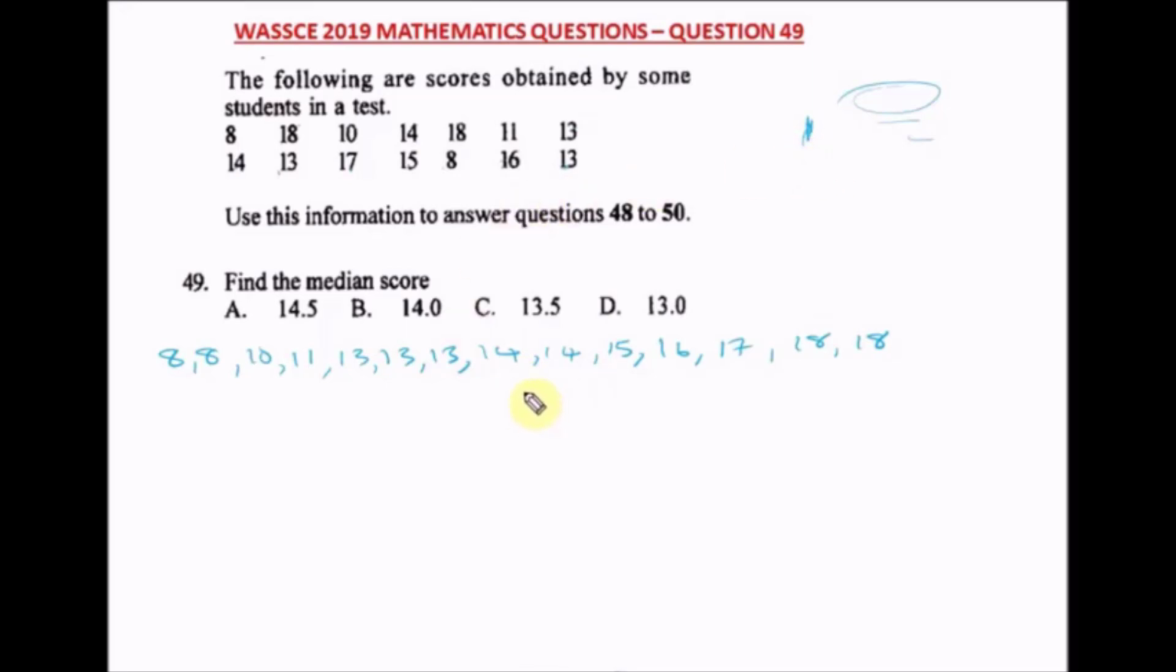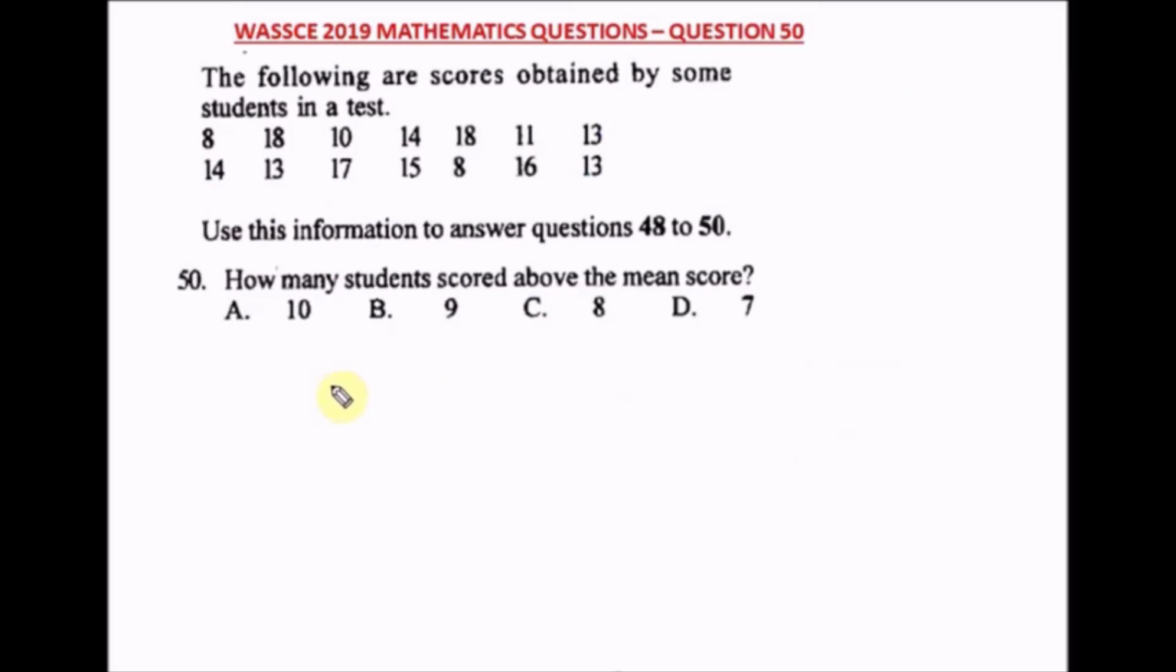All right, so from here our middle 2 numbers will be, this is 1 2 3 4 5 6, this is 1 2 3 4 5 6. So our middle 2 numbers will be what? 13 and 14. So when we add up 13 plus 14 and divide by 2, what do we have? We have 27 over 2, which will give us what? 13.5. So our median score is what? 13.5, and our right answer here is option C.